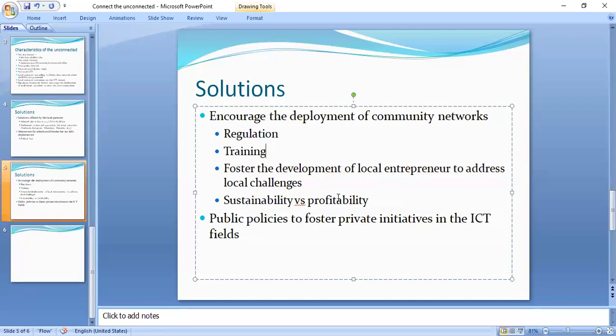It has to go between regulation, training, development of local entrepreneurs, also local entrepreneurs to address local challenges, and the ISPs that are going to implement those networks must have in mind that it will be sustainability versus profitability, and also the government must encourage private initiatives in the ICT field in order to help local entrepreneurs to provide ICT solutions. So if you have questions, I will be more than delighted to address them with you.